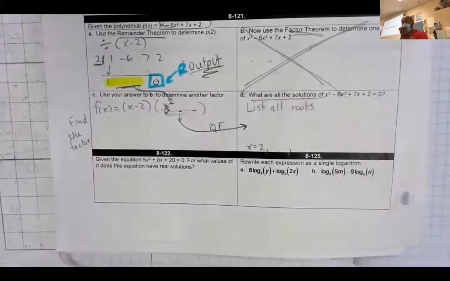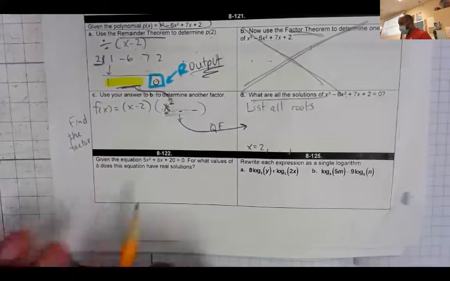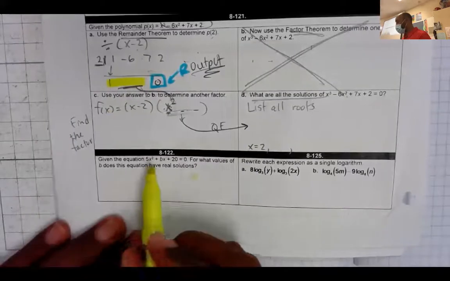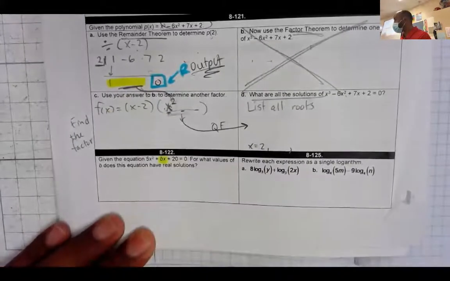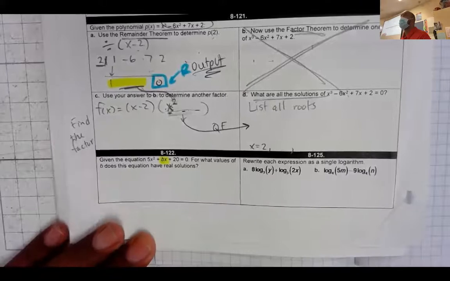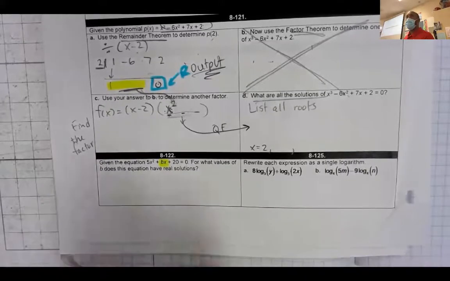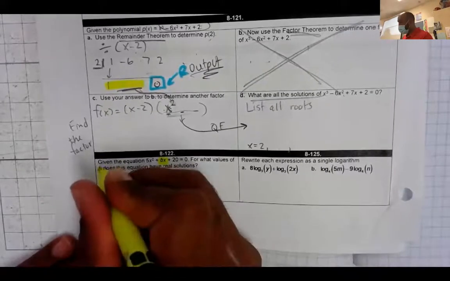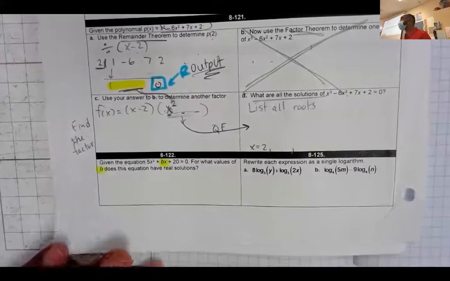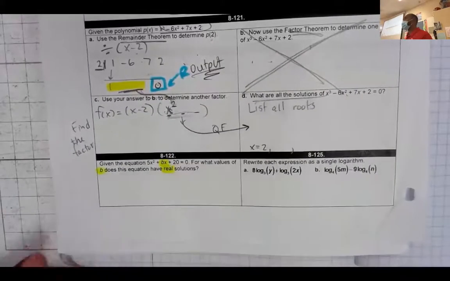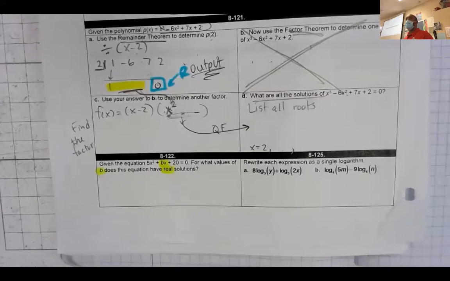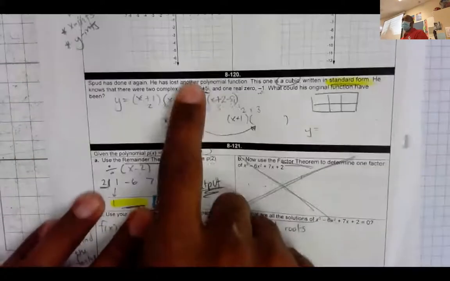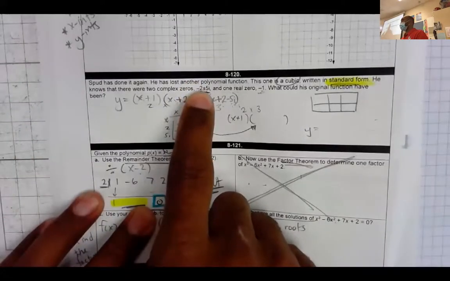Okay, the bottom says: given the equation 5x squared plus bx, notice there's no number there, plus 20 equals 0, for what values of b does this equation have real solutions? In other words, it's asking what numbers could I put there for b to end up with a real number, not some imaginary number like that.